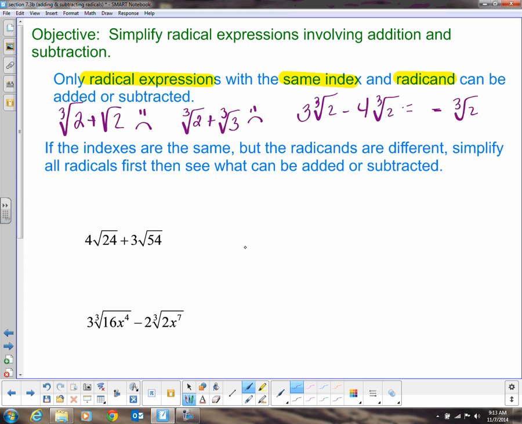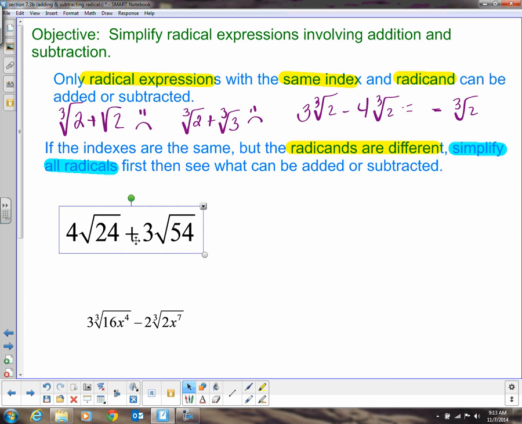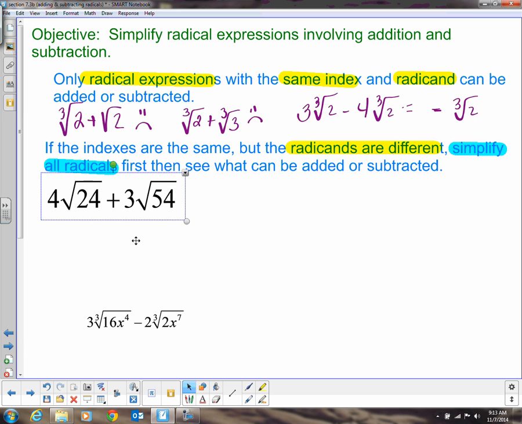But to think that they're going to give you the same radicand is a pipe dream. If the indexes are the same, but the radicands are different, what do you have to do? You have to simplify like you've done on the last 2 days, all radicals first. Then see what can be added or subtracted. So this is where yesterday and the day before come in. These are square roots.